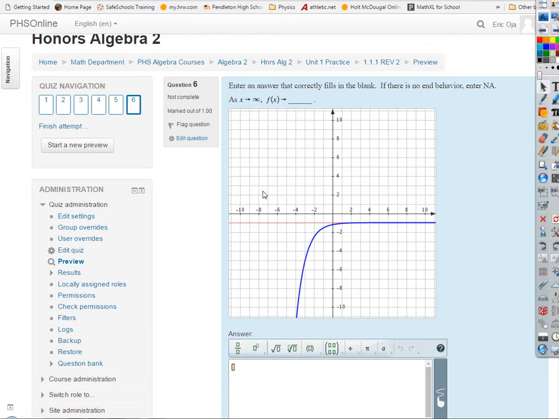And on this one, as x approaches positive infinity, we can see that an ant walking from left to right along this function, as he moves to the right forever, he just more and more closely approaches this y value of -1. That's an asymptote. And so the answer is -1. That's the y value that he approaches.